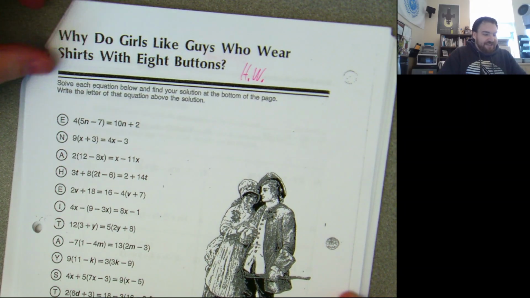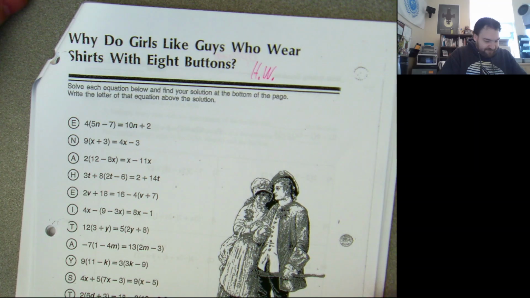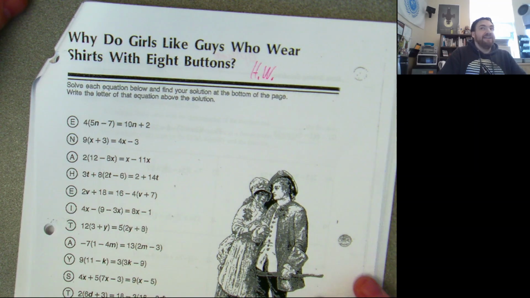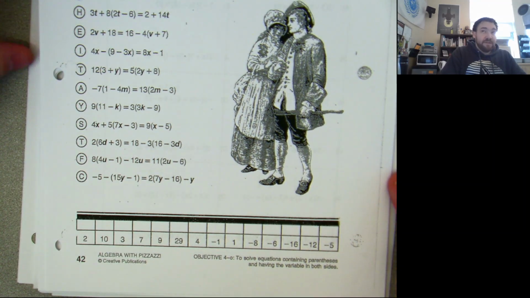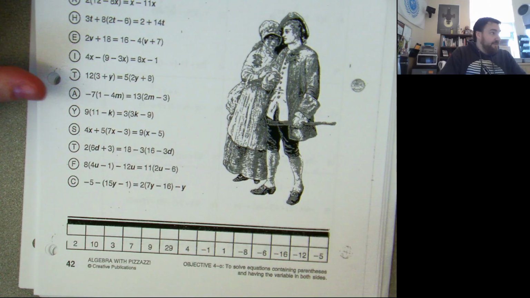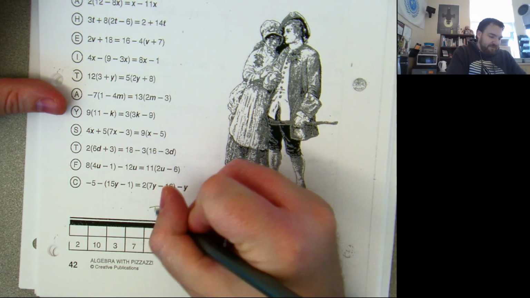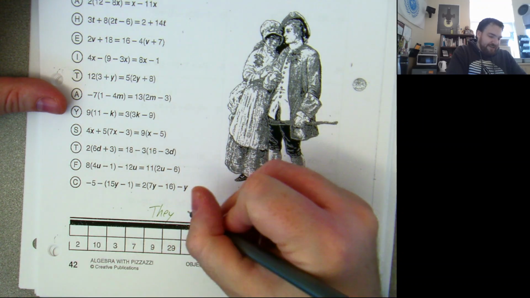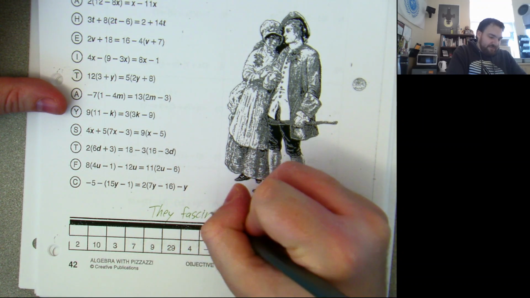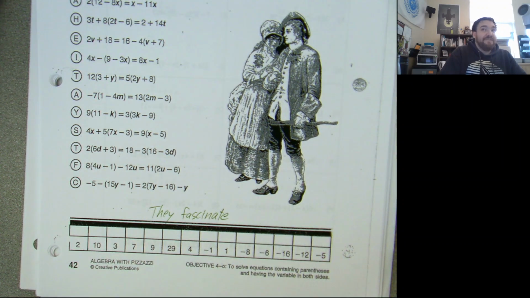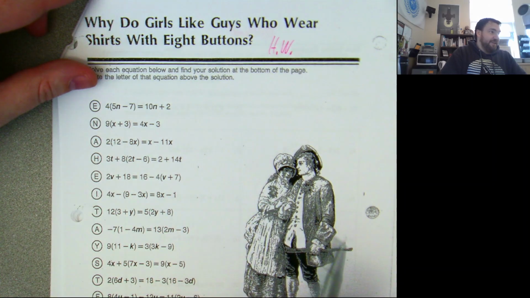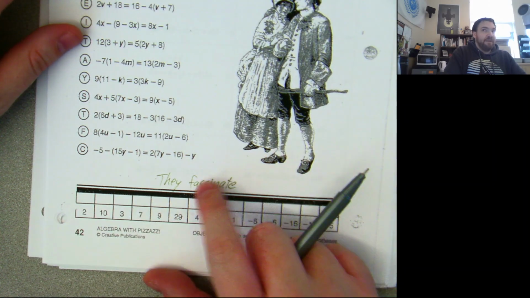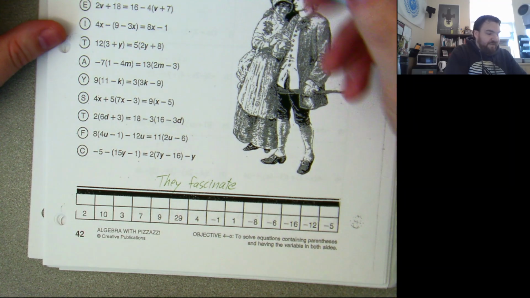And then why do girls like guys who wear shirts with 8 buttons? Again, from 1989. But the puzzle can be done regardless. This was part of your homework. If you didn't do it, the answer was a fascinate, as in fasten 8. But it's a play on the word fascinate. It's funny. Okay, that's what you were looking for, solving all those things.